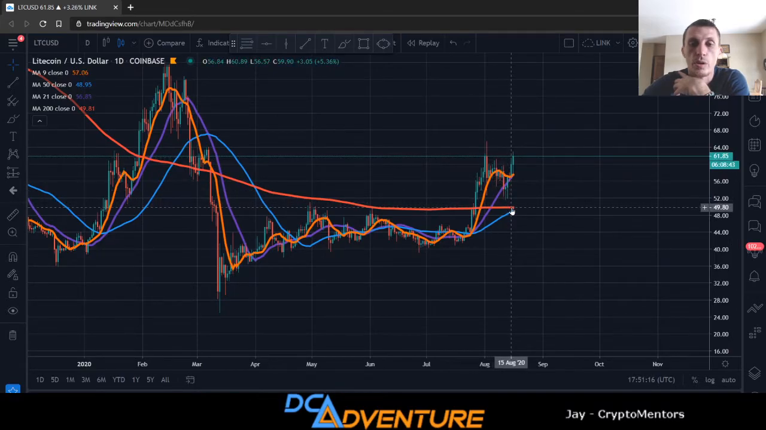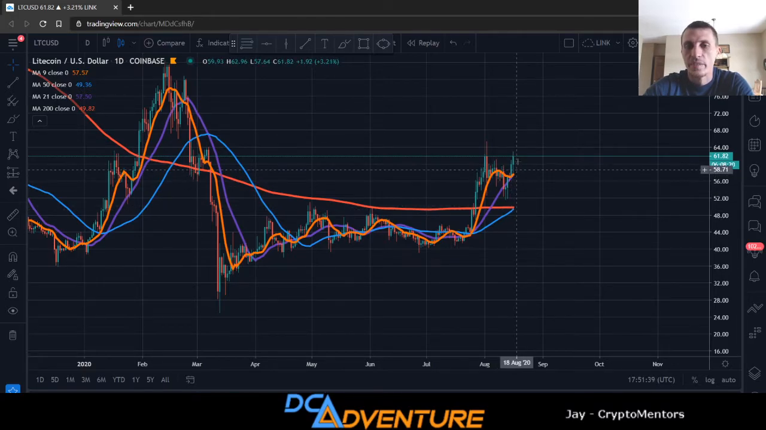We're getting another bullish cross right here on the 50 and 200. That is a golden cross, guys, on the daily for Litecoin. When the 50-day crosses the 200-day, that is your golden cross. Only those two moving averages. So pay attention to that. It's crossing right now as we speak. We got 6 hours, 8 minutes left in the daily close on Litecoin.